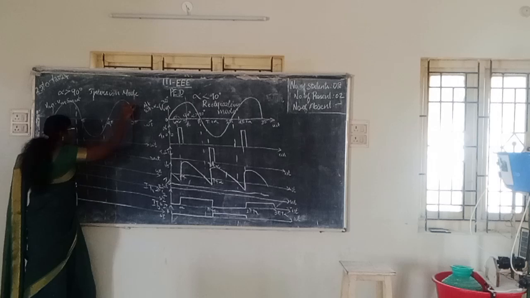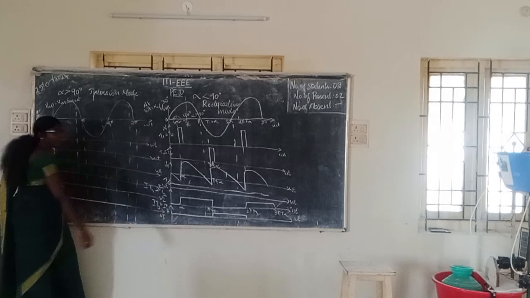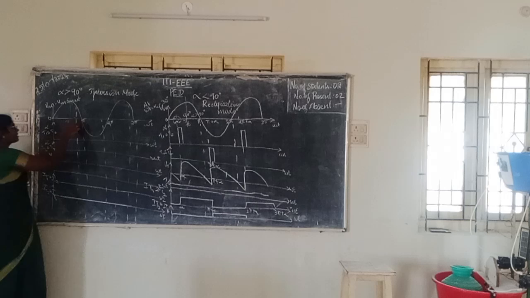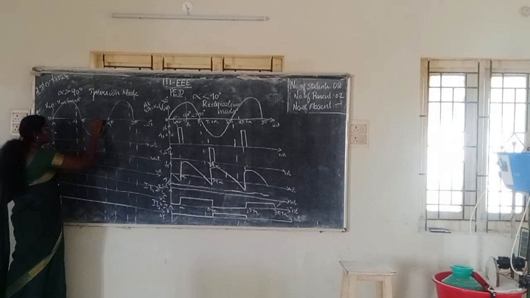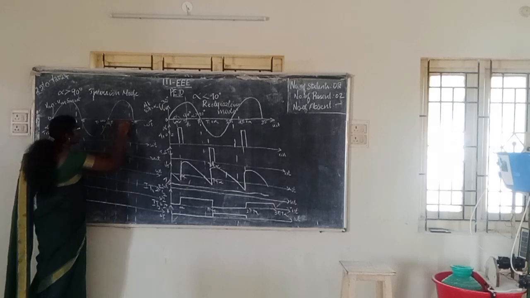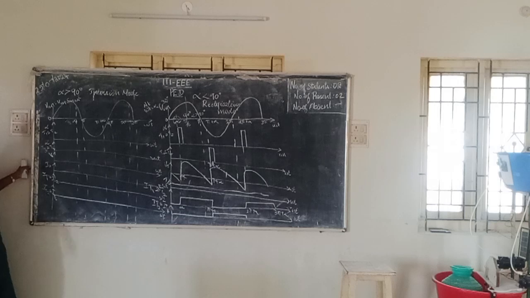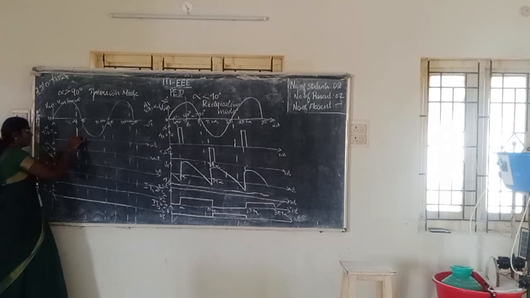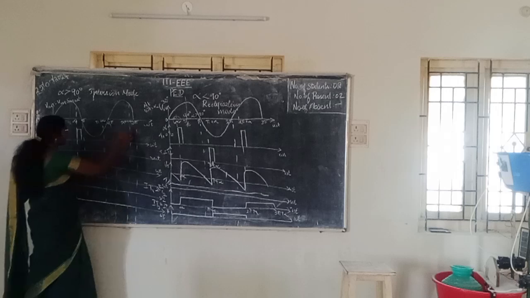This is 2 pi, and here 2 pi plus alpha, 3 pi. Okay, so this is alpha now and this is pi plus alpha. And this is 2 pi plus alpha. Clear? So when does the conduction start from T1? During alpha, where alpha is given greater than 90 degrees.